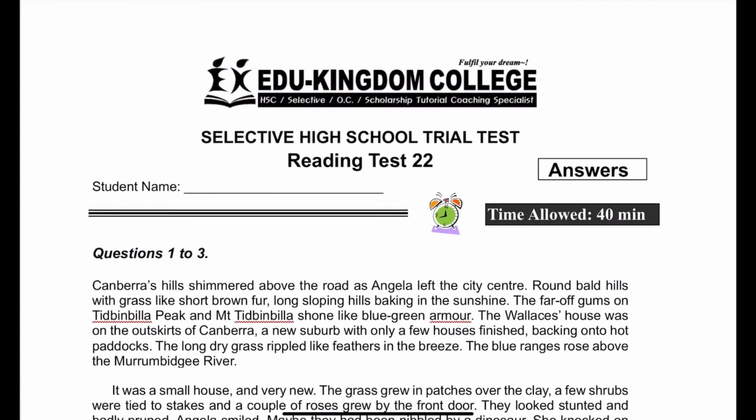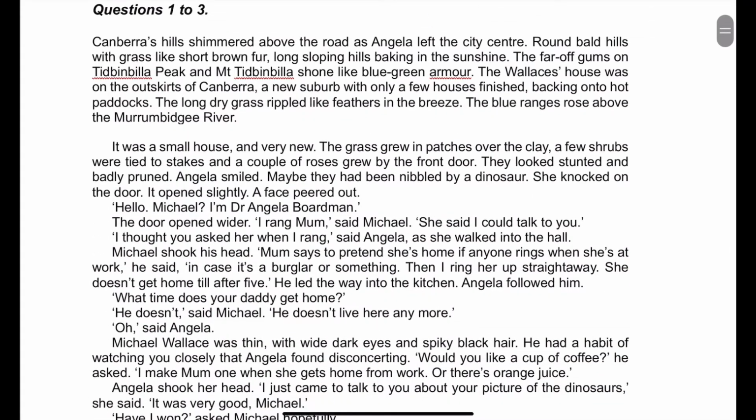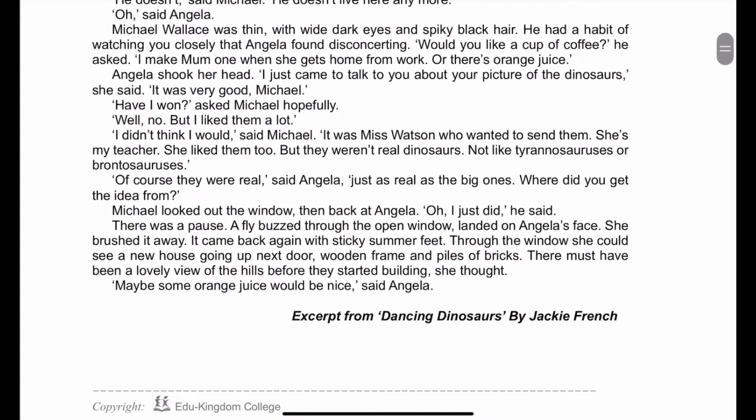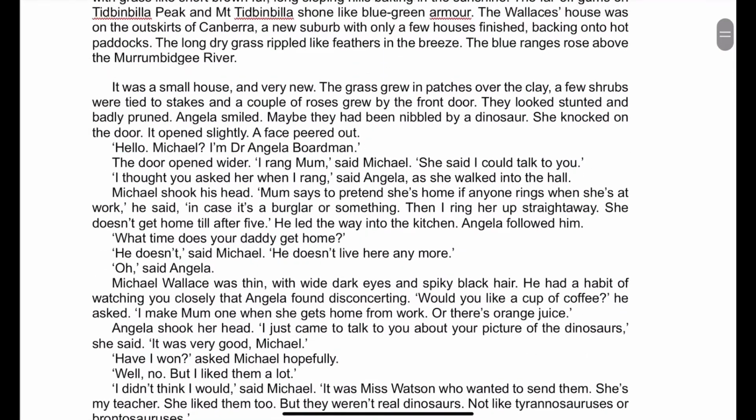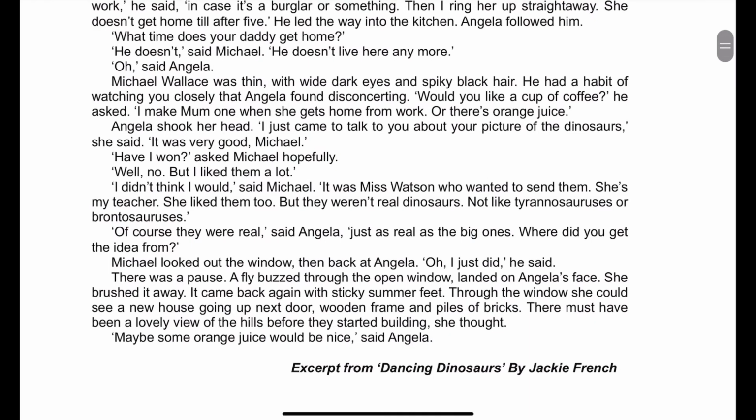So let's get started on the first extract for questions 1, 2, 3. This extract is from Dancing Dinosaurs by Jackie French. It's mainly about Dr. Angela Boardman and Michael. Michael has submitted some work, a picture of dinosaurs, as per his teacher's suggestion, and Dr. Angela Boardman is basically coming in to congratulate him. We don't really know exactly why, like if she's here to offer him a scholarship or an offer to study. We just know that she's there to congratulate him, at least.